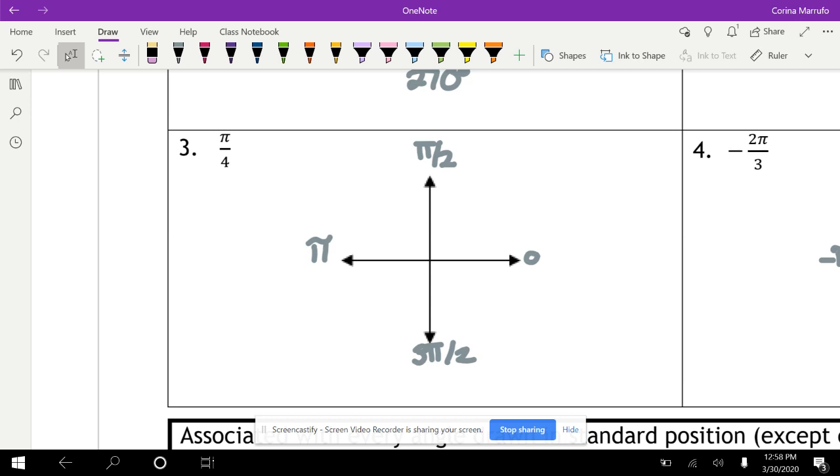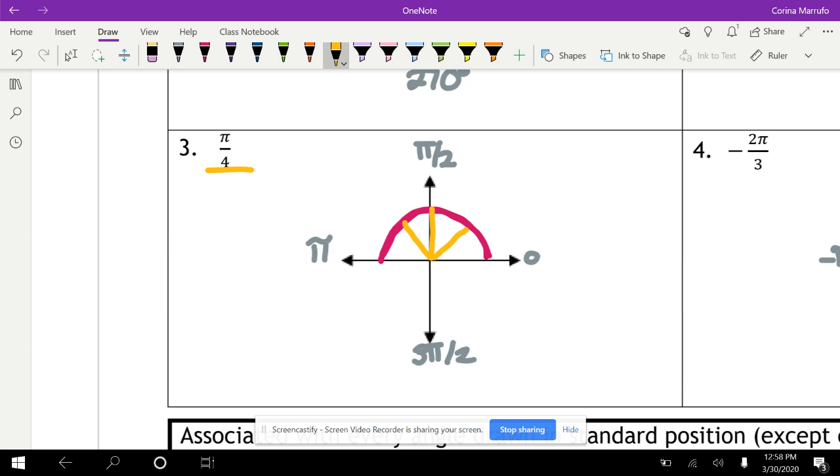But for this one, I'm going to go ahead and work with the fractions. So we know from 0 to pi, this is one full pi. They want us to graph a quarter of a pi. So I'm going to take this pi and split it into 4 equal pieces. Okay, there's my 4 equal pieces.